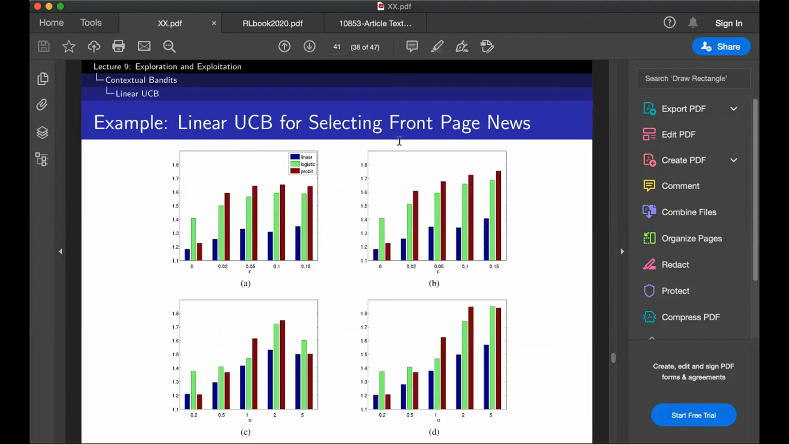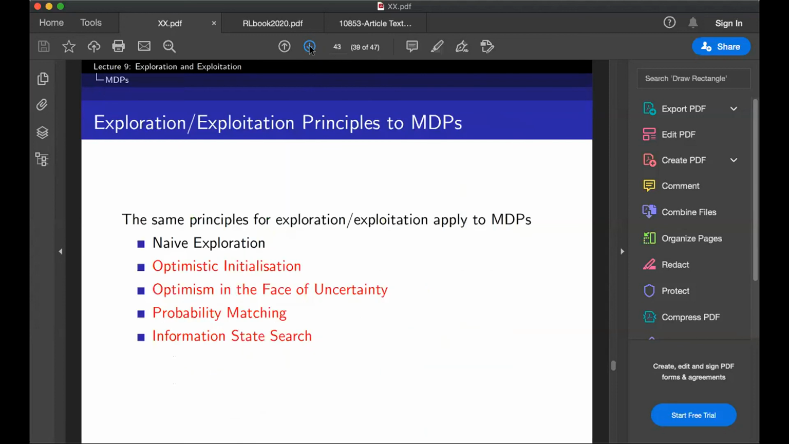I think this is the example where he talks about Yahoo using linear UCB for selecting their front page news. And I think there are videos about this online as well. This is a contextual bandit use case where the context is essentially who's the user and maybe their cookies and things like that, which Yahoo uses to determine what front page news to show. And then they're comparing different algorithms, linear versus logistic versus probabilistic.